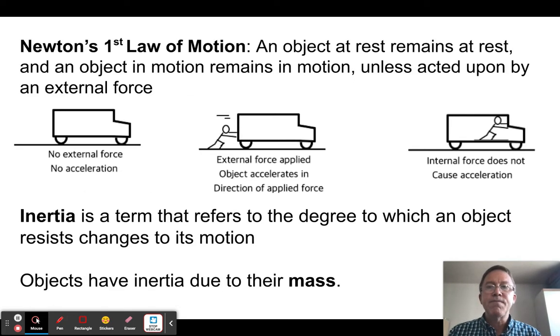Now let's talk about Newton's laws of motion. You've probably heard about these, but we do need to go over them.